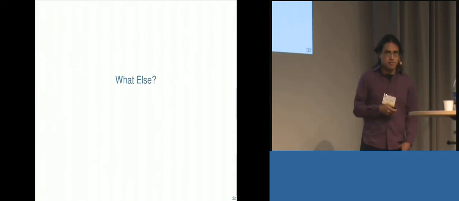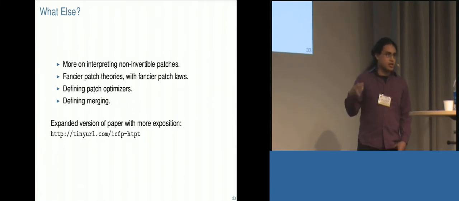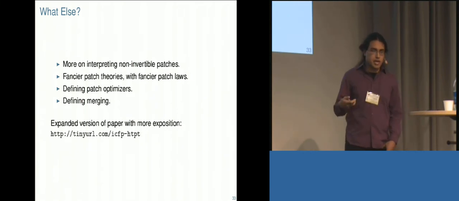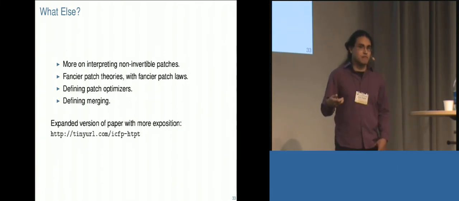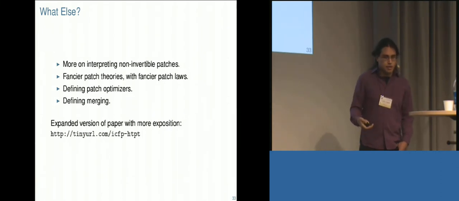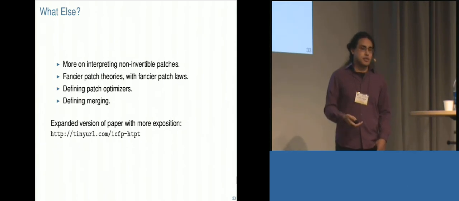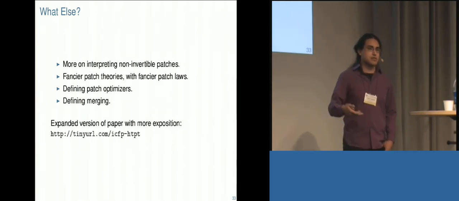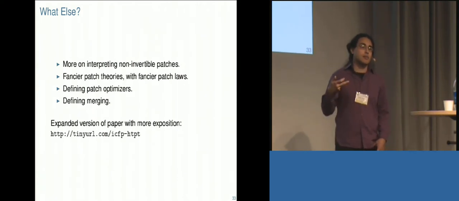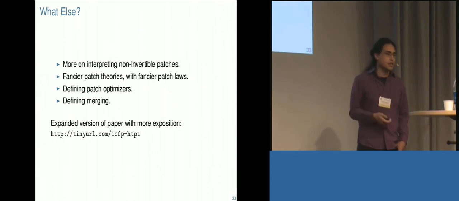Okay, so what's the rest of the paper about? Well, there's a lot more about interpreting these non-invertible patches. In most cases, the patches aren't going to be invertible, the things that you do to a repository, so we have to grapple with that. We talk about fancier patch theories with fancier patch laws. The idea is the same, but it gets a lot more complicated. Like the example I told you at the beginning with n-line files and add and remove is kind of the key example in the paper that we developed.